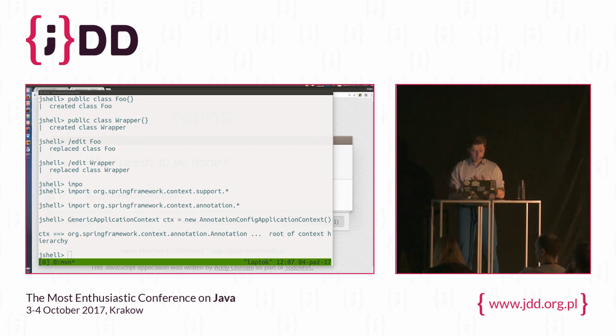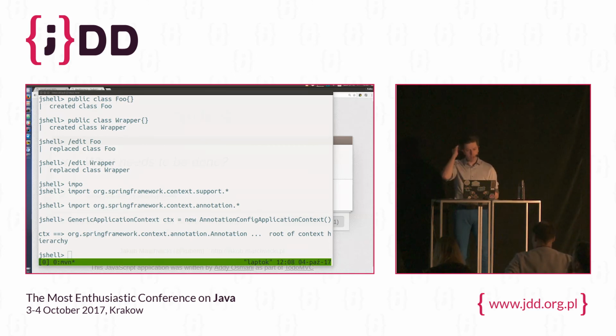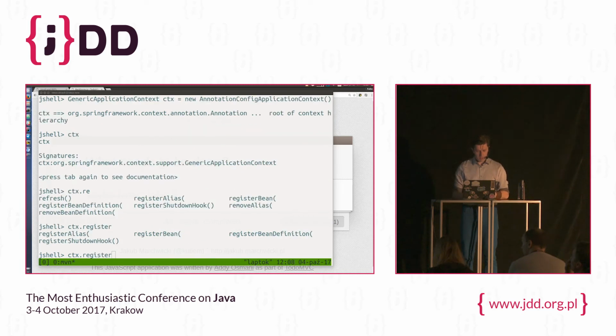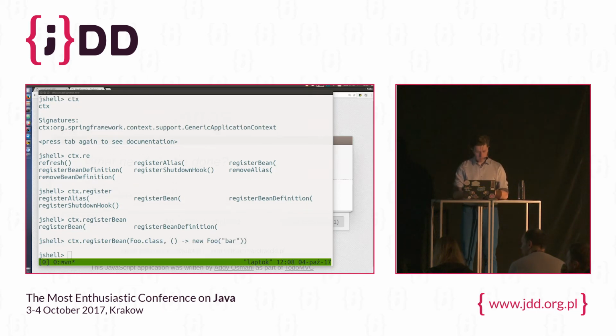And in past times, we had to either define our beans with annotations and pass them to our application context, or have an XML file that defines them. What we have in Java on Spring 5 is that we can do context register bean, and then we can say register foo class, and take a supplier, which is a new foo, which takes an argument bar. Okay, so now we have a bean registered.